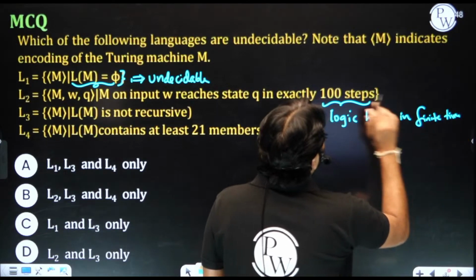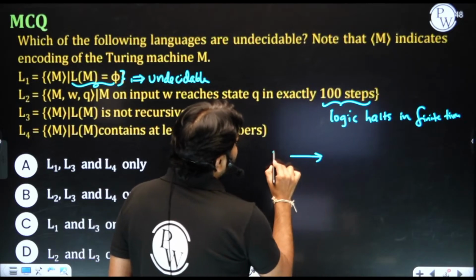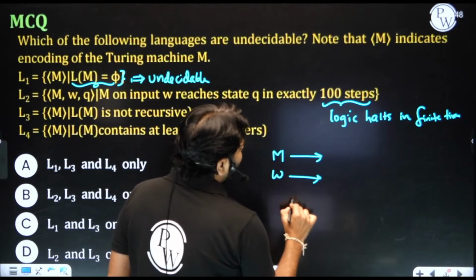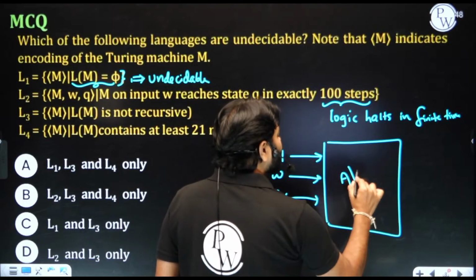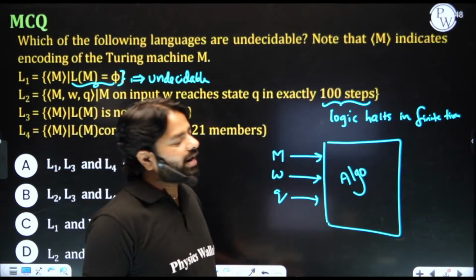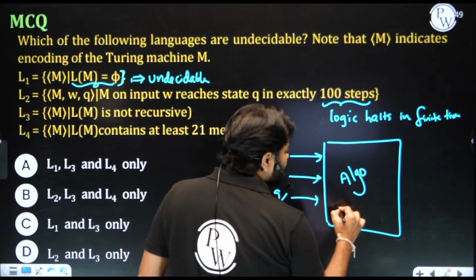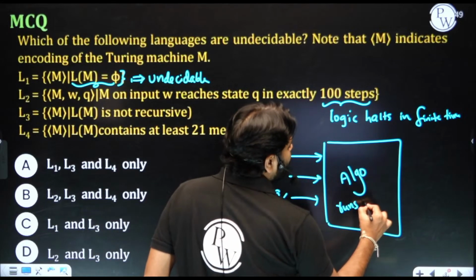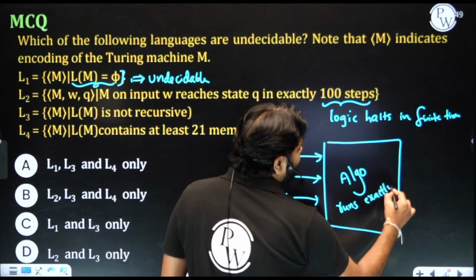You need to verify only 100 steps. Now the W is given. What is given? M is given, W is given, Q is given. Now what is your problem? What is your algorithm? Your algorithm should just run the string on this machine, and you need to run exactly 100 steps. The algo runs exactly 100 steps, not more, not less.